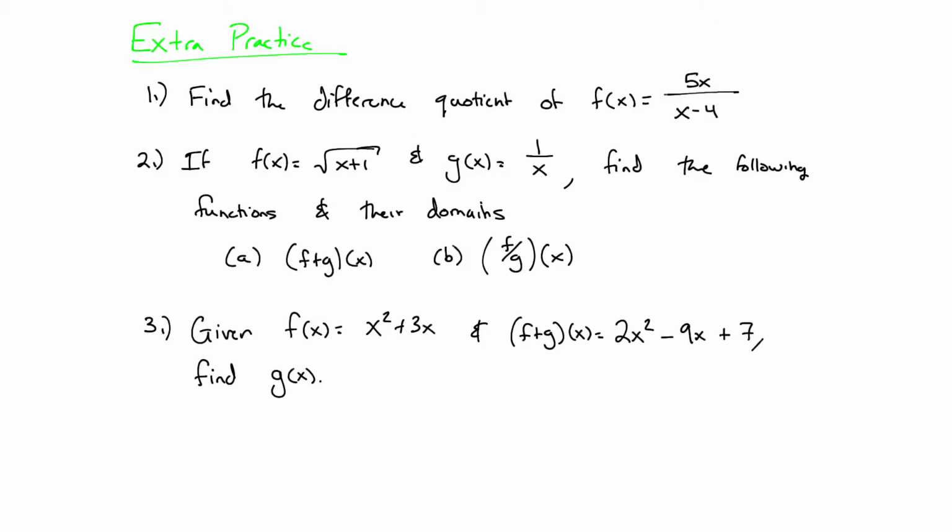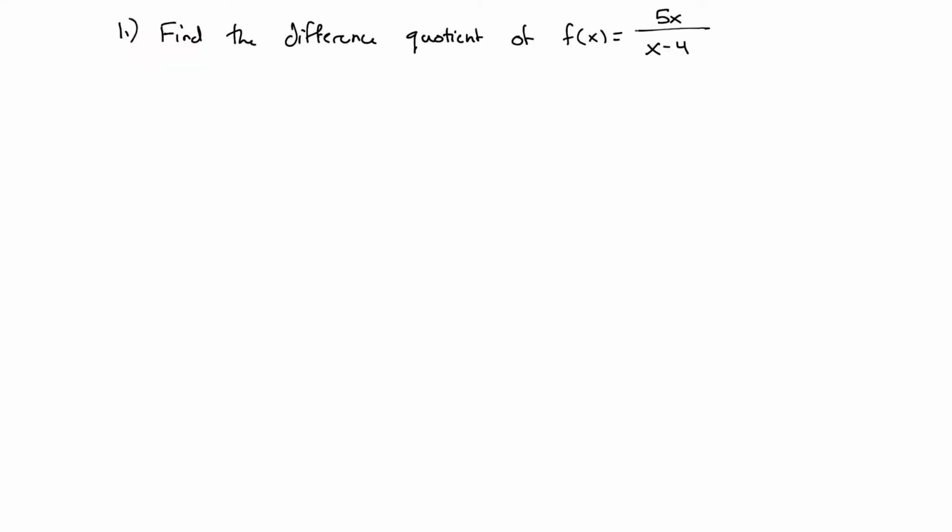So here are the extra practice problems. Feel free to pause to write down the problems, or if you just want to do them one by one, feel free to just stick around. So the first one, find the difference quotient of f of x equals 5x over x minus 4. So, solution. We should just find f of x plus h right off the bat so that we can just plug it straight into the formula.